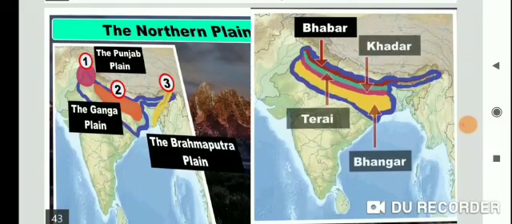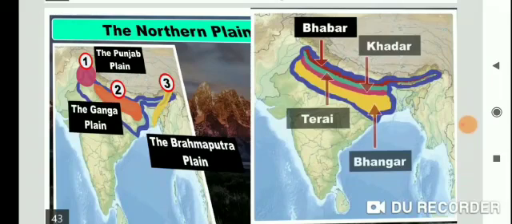See, we learn one by one: first Bhabar, Khadar, Terai and Bhangar. Now second, see the map of the northern plain: firstly the Punjab plain, the Ganga plain, and third the Brahmaputra plain. There are three parts of the northern plain: firstly Punjab plain, Ganga plain, and Brahmaputra plain.